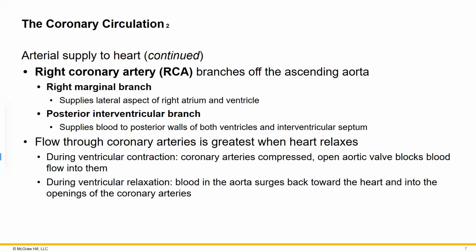The right coronary artery branches off the ascending aorta. The right marginal branch supplies the lateral aspect of the right atrium and ventricle. The posterior interventricular branch supplies blood to the posterior walls of both ventricles and the interventricular septum. Flow through the coronary arteries is greatest when the heart relaxes. During ventricular contraction, the coronary arteries are compressed, and the open aortic valve blocks blood flow to them. During ventricular relaxation, the blood in the aorta surges back toward the heart and into the openings of the coronary arteries.